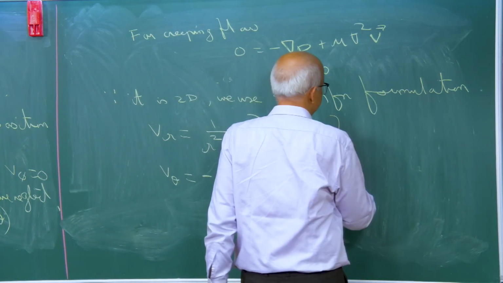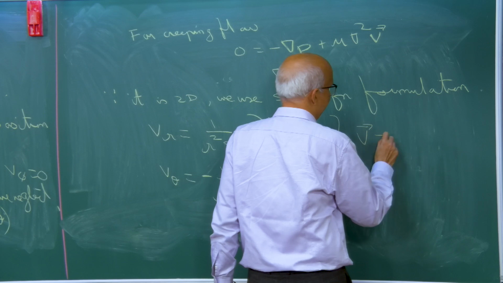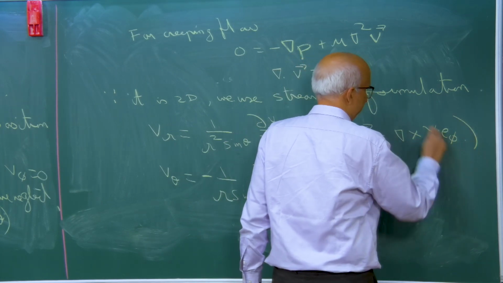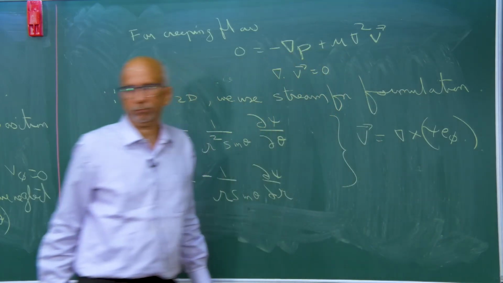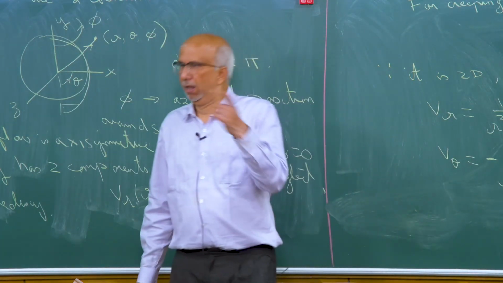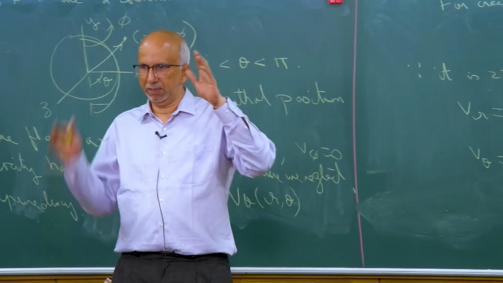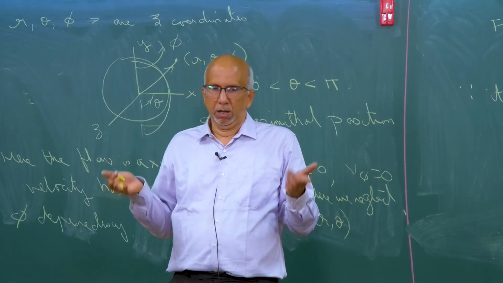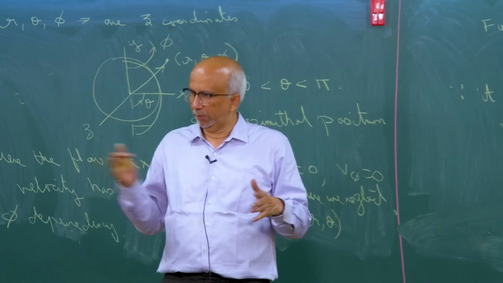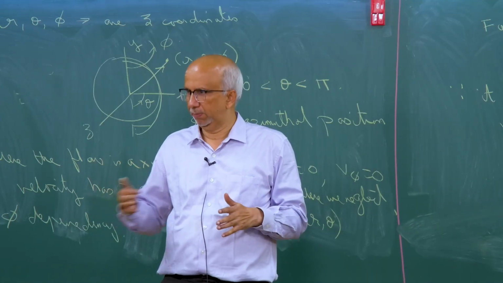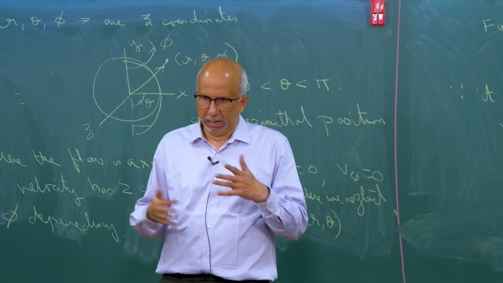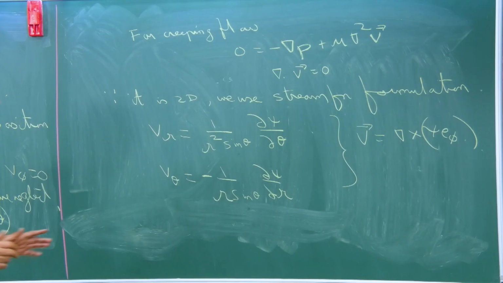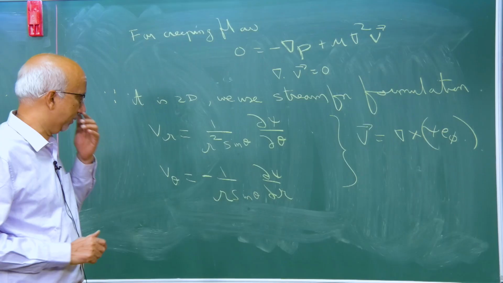How did I get this? I got this by V as curl of psi E phi, and curl in spherical coordinates has a matrix representation. You can use that. And how do you find that? By doing a first principles cross product term by term and remembering that the unit vector changes. I am not going to do this because that is your homework.